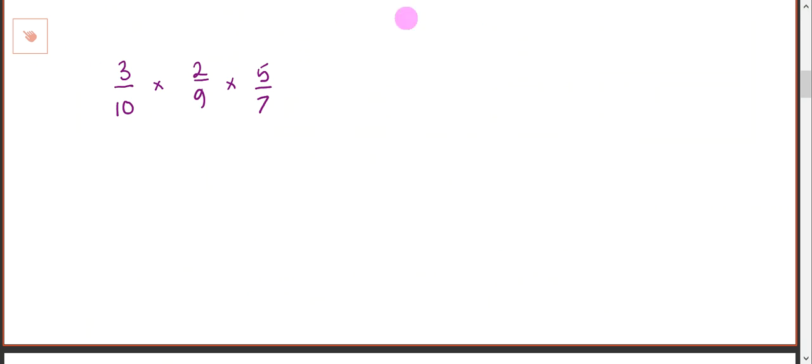First off then, because it's all multiplication, we could just do 3 times 2 times 5, all over 10 times 9 times 7, and get the answer, right? We could do that, but we would then need to simplify the answer. So that is fine, but it might be easier to simplify first.